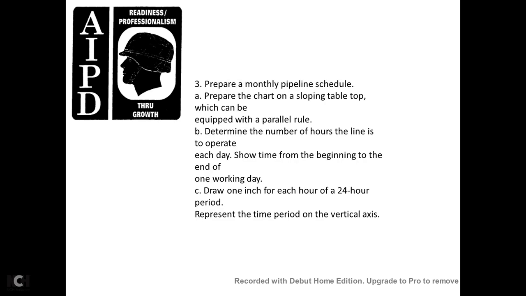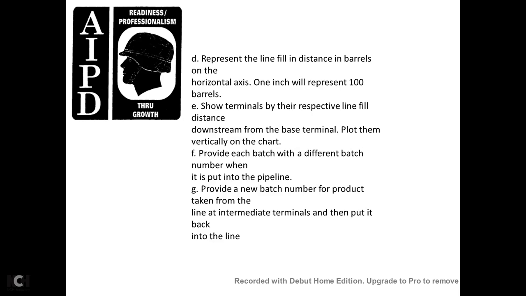Prepare the chart on a sloping tabletop, which can be equipped with a parallel rule. Determine the number of hours the line will operate each day. Show the time of the beginning and the end of the one working day. Draw 1 inch for each hour of the 24-hour period. Represent the time period with the vertical axis. Represent the line fill in barrels on the horizontal axis. 1 inch represents 100 barrels. Show the terminals' respective line fill and the distance downstream of the base terminal. Plot the verticals on the chart.